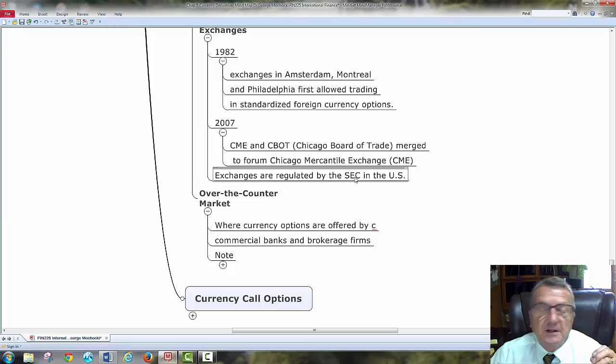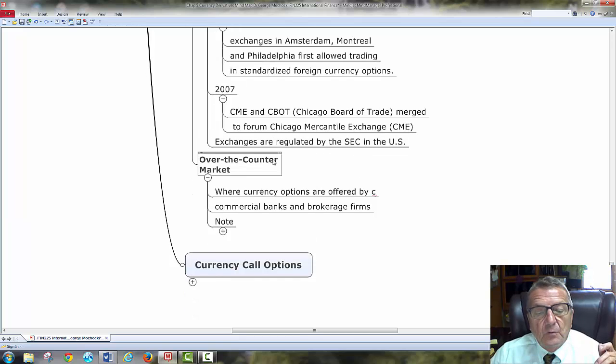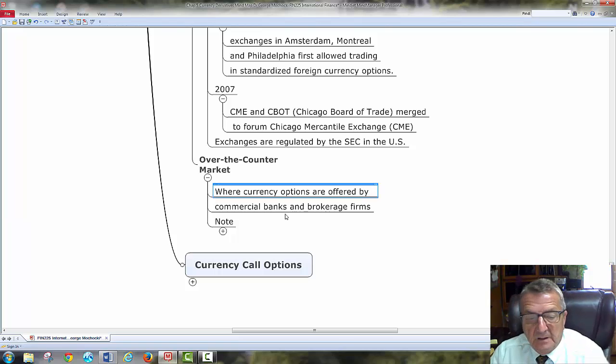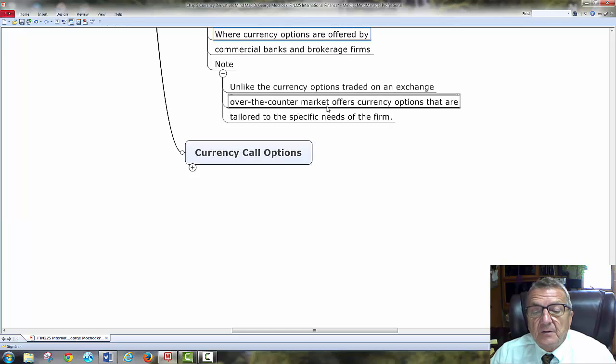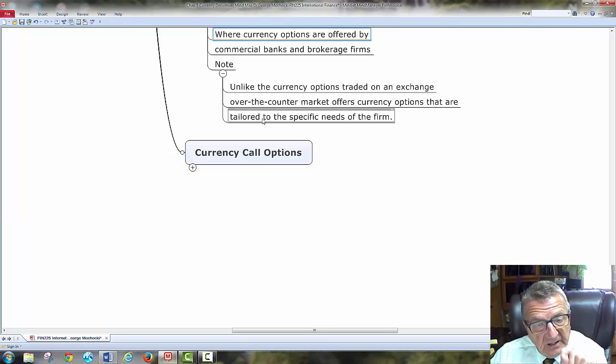Exchanges are regulated by the Securities and Exchange Commission in the U.S. You should already know the SEC from business classes you've taken, from accounting, from finance. Now, the over-the-counter market is where currency options are offered by commercial banks and brokerage firms. Note, unlike currency options traded on the exchange, the over-the-counter market offers currency options tailored to the specific needs of that firm. Just remember that. I'll make that note here so next time you read it, it comes out.